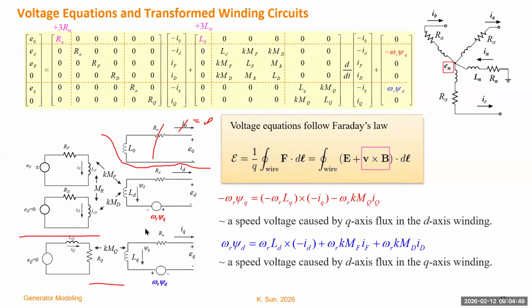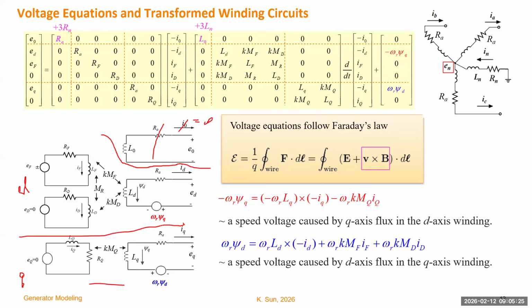So we'll focus on the circuits in two axes. The first is the D axis. For a salient pole rotor generator, it has the field winding and one damper winding, so it will have two circuits on the rotor side and one circuit on the stator side. In the Q axis, we only have one damper winding, so we have one rotor circuit and one stator circuit. The coupling between the D and Q axis is ignored.